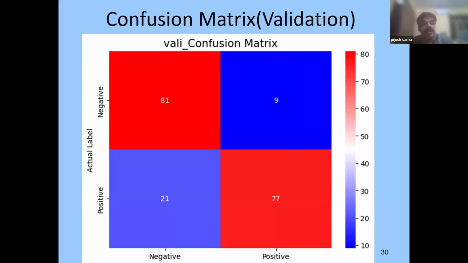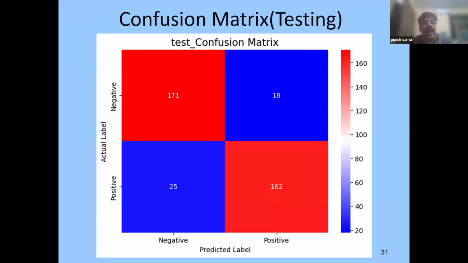If you see the false positive, that means the actual result is positive but the predicted is negative, it is around 21. In testing also, the actual is positive and the predicted result is negative, that means a false positive is there. So this is one of the visual representations of the performance of the model.